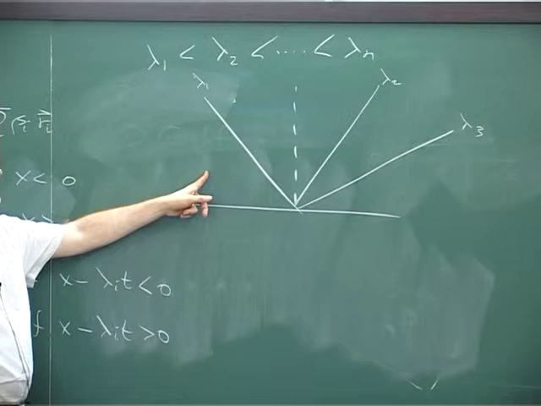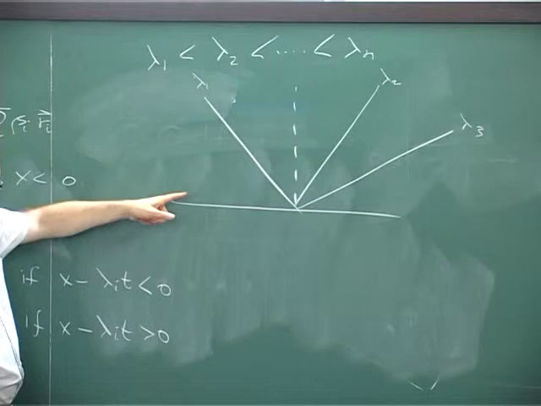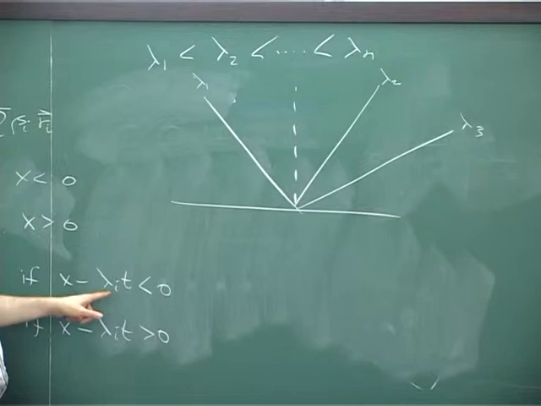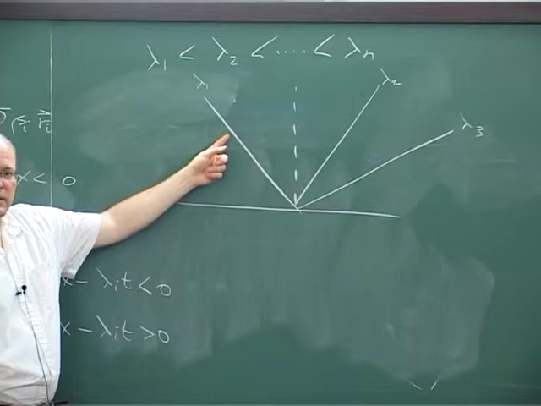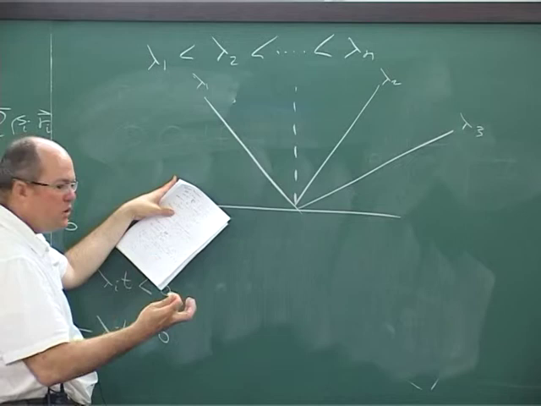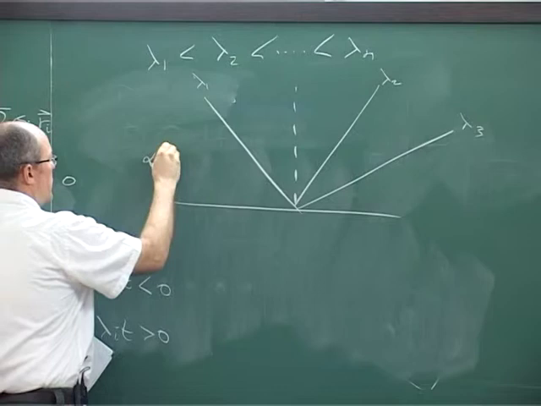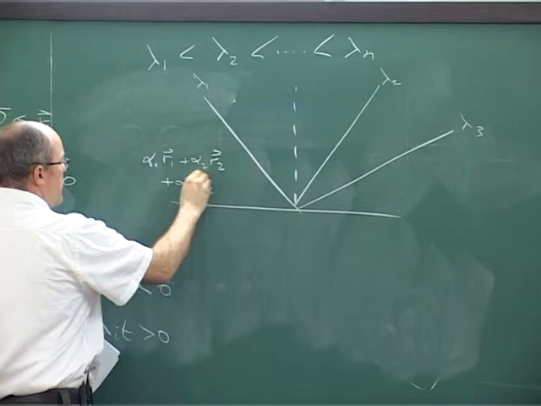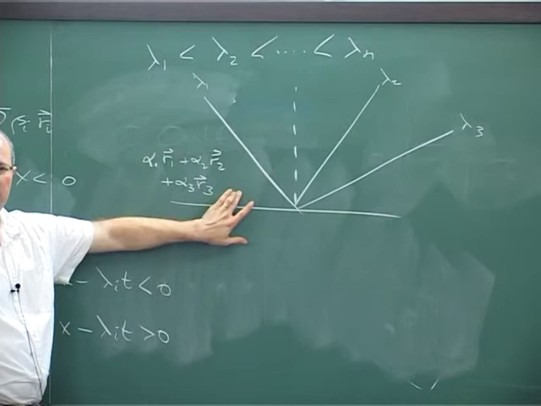Now, for this point, if I do x minus lambda_i t, lambda_1 t is this line right here. That would be the distance this is from the origin. If x is less than that, then it's always alpha_i. So the solution for u at the left side here would be alpha_1 r_1 plus alpha_2 r_2 plus alpha_3 r_3. That makes sense because you recognize this immediately as simply the left state.